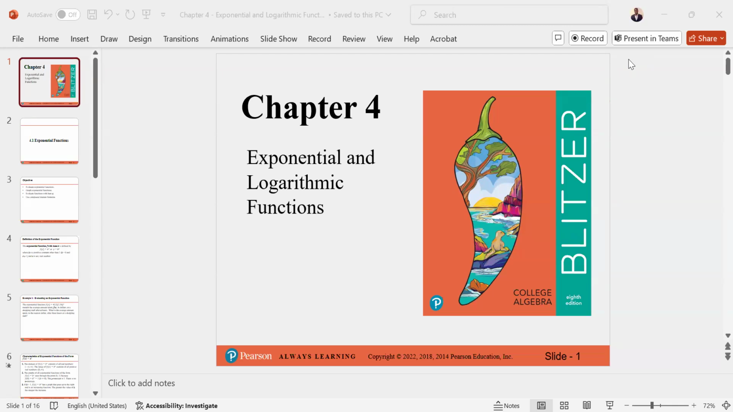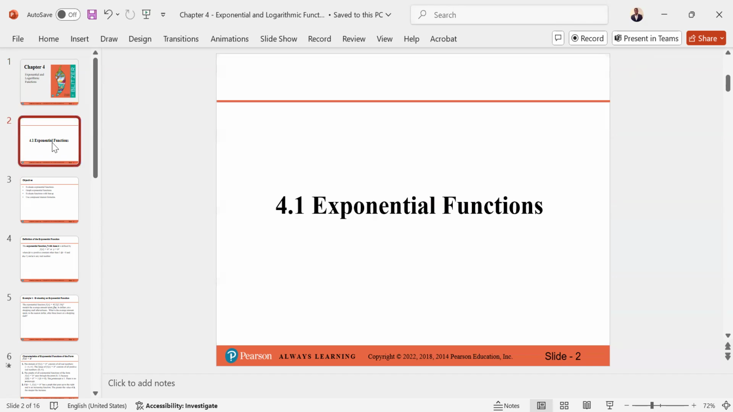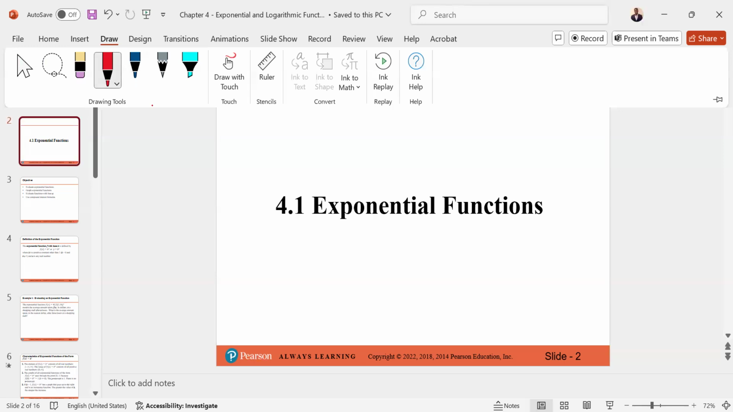In this video, we're going to start with chapter 4, exponential and logarithmic functions. Logarithmic functions actually is a different one that we would cover a little bit later. For now, let's focus on exponential functions. There is a big difference between exponents and exponential functions.